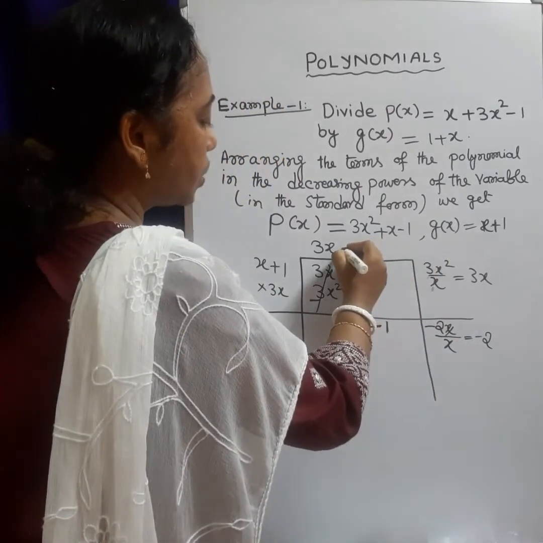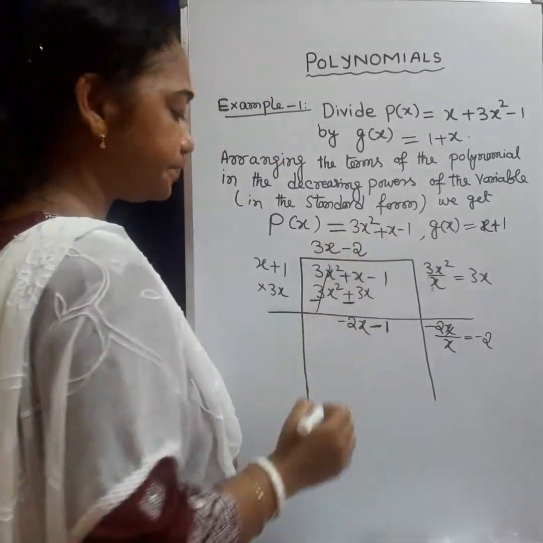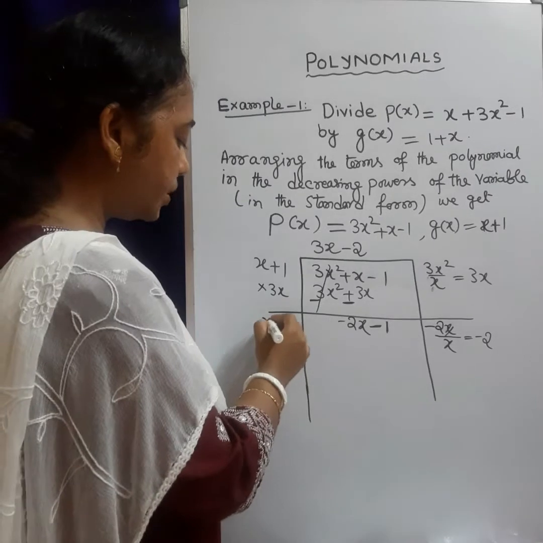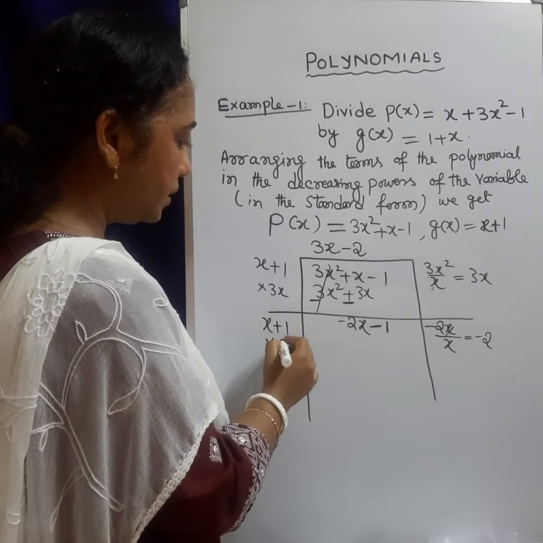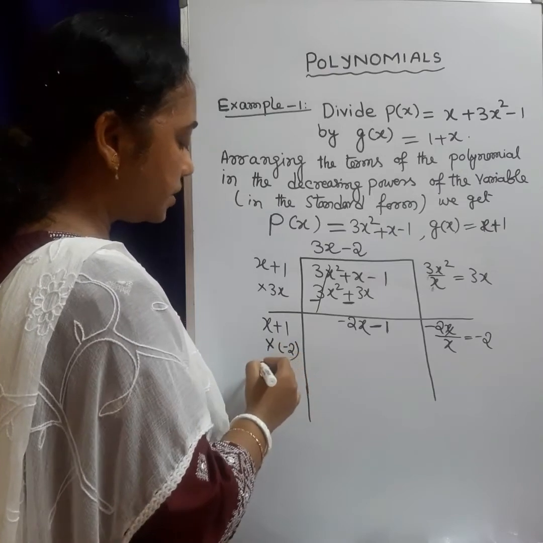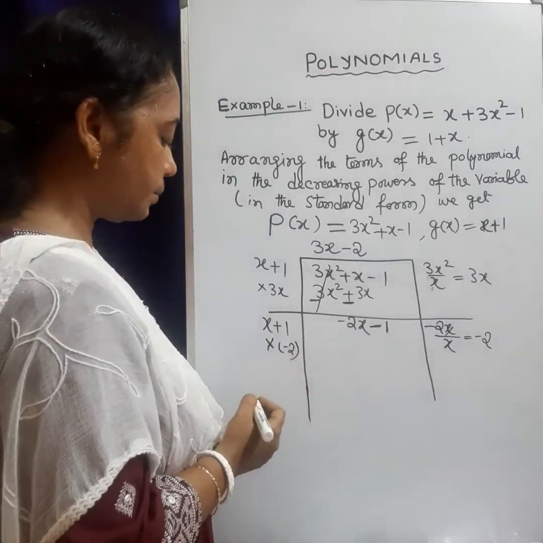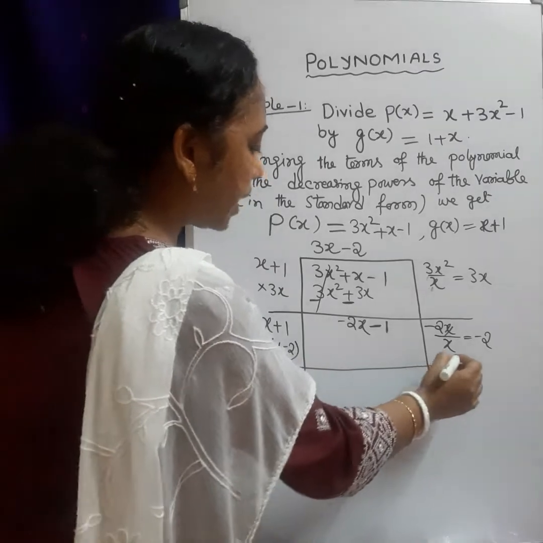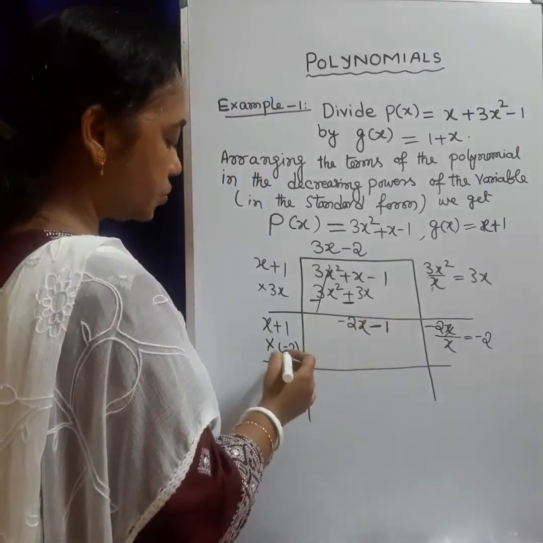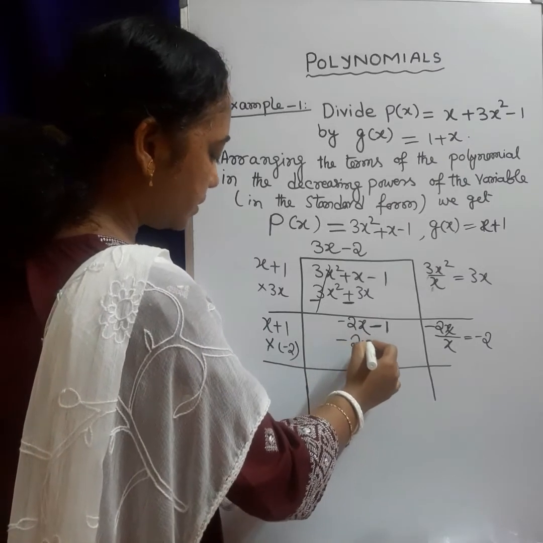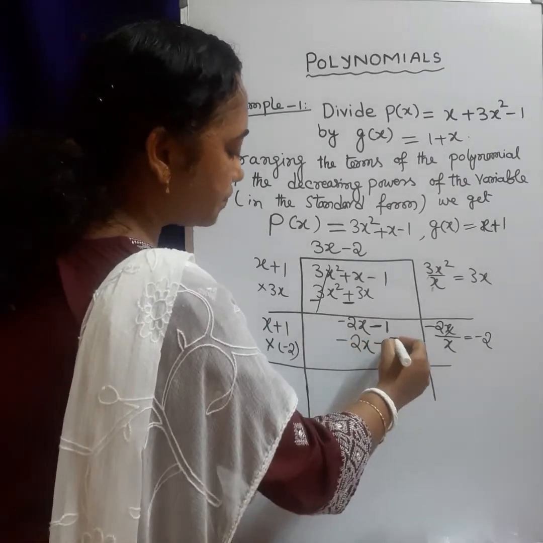So the next term of the quotient will be minus 2. What we will do here is multiply the same divisor by this next term of the quotient, that is minus 2. Whatever product we get, we will subtract from this new dividend. So here we get minus 2x and minus 2.